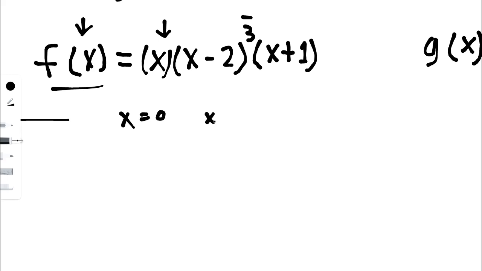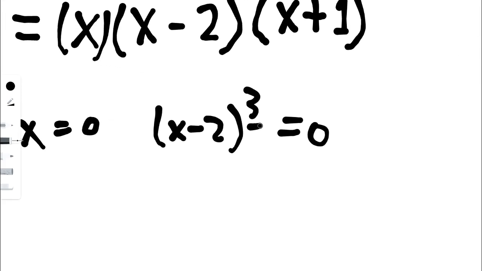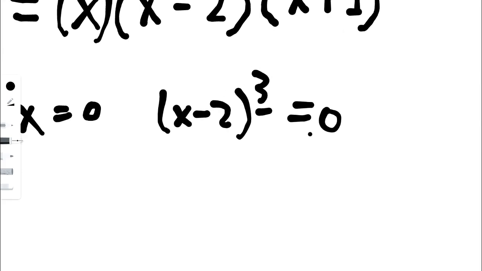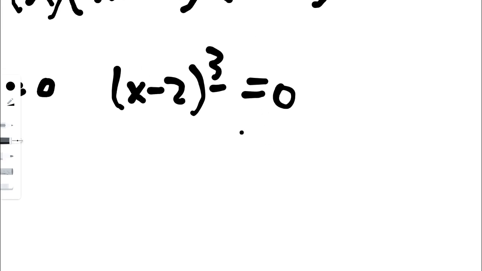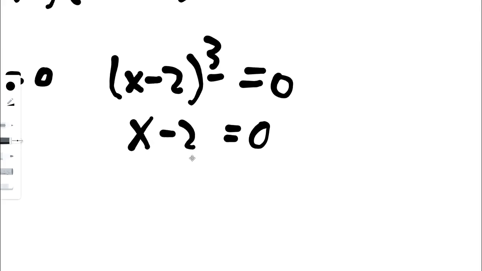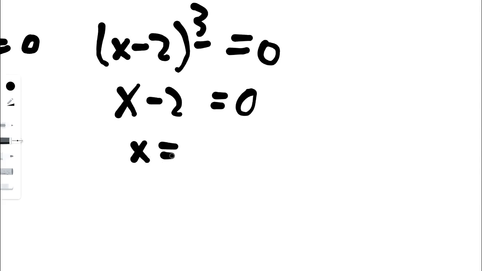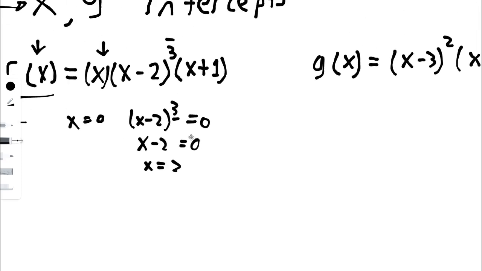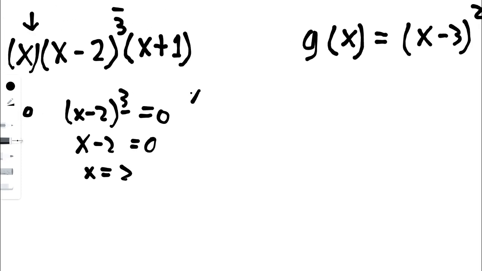Now let's do this one. x minus 2, cubed, equals 0. The cubed in this case doesn't matter. You're going to cube root both sides, so you take the cube root of 0, which is just 0. So this would equal 0 here, and you get x minus 2 equals 0. Then you move the 2 to the other side, and you get x equals 2. So there's another x-intercept. And then finally x plus 1 equals 0, and then x equals negative 1.